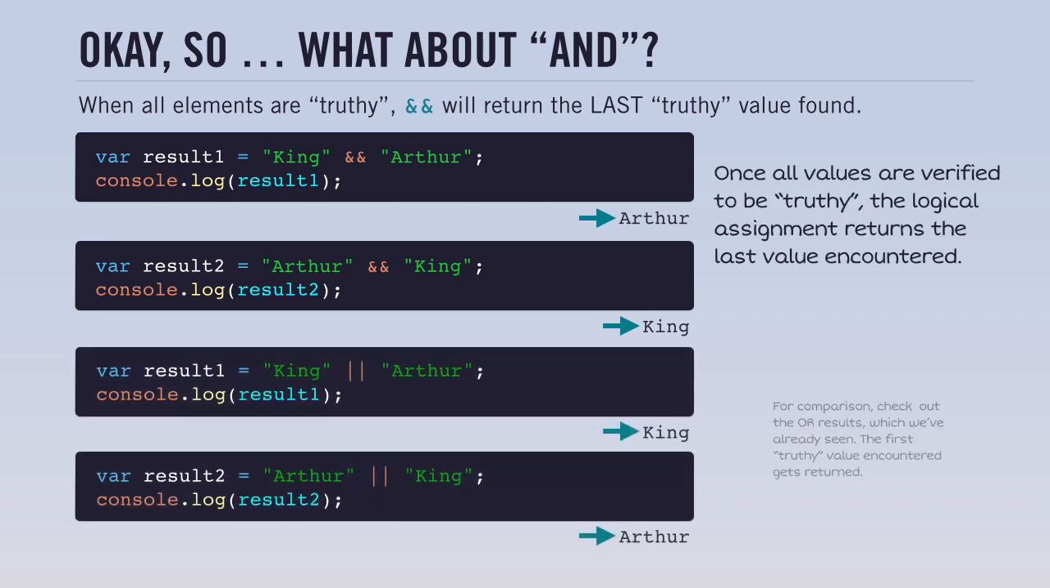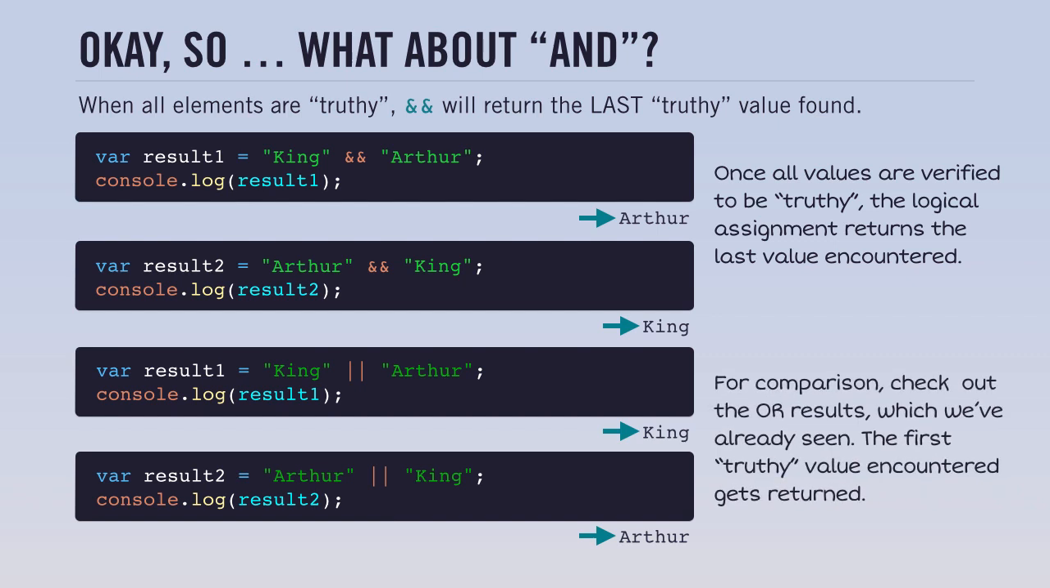Just to kind of compare that with OR, we had this a little bit earlier. You can see that in the OR situation with King and Arthur, we get King because it is the first truthy value. I didn't need to look at everything, so I just took the first one I could get. In result 2, I take Arthur for the same exact reason.